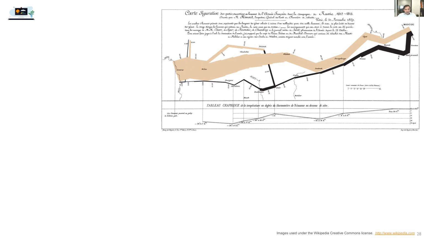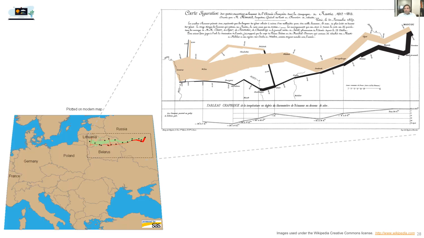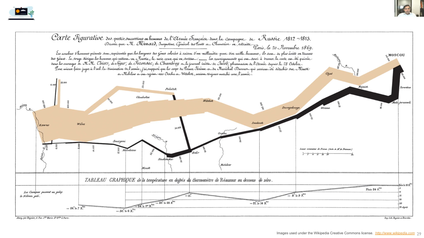To give you a little bit of framing, here I'm showing Minard's visualization on a modern map. Napoleon's army marched from Kaunas in today's Lithuania to Moscow, Russia, and then they retreated back home. Now let's discuss the details of it. The light tan colored band shows the advance into Russia, and the black line shows the retreat back home.